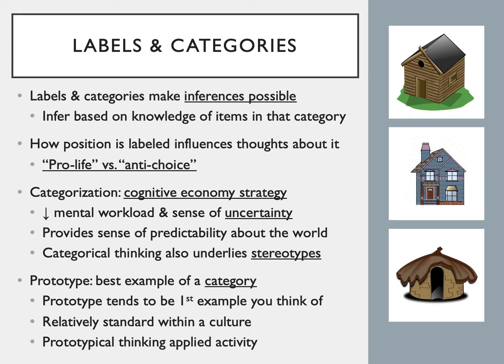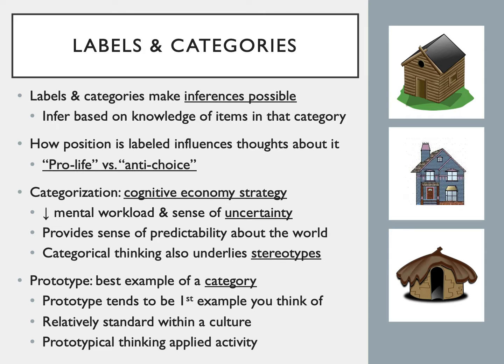So how do labels and categories affect how we think? First, labels and categories make inferences possible, which is something we were talking about just a few slides ago. For example, if you found a pee spot next to the couch, your category of your family members probably leads you to believe that it wasn't one of them. However, your category of animals might suggest that it's probably your family dog because the rest of your family's potty trained.